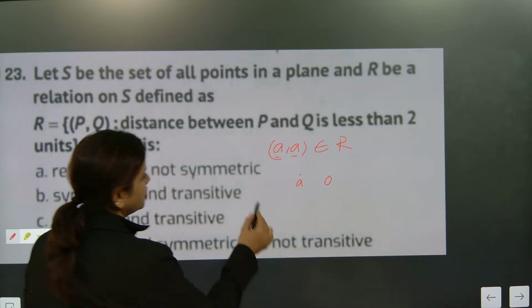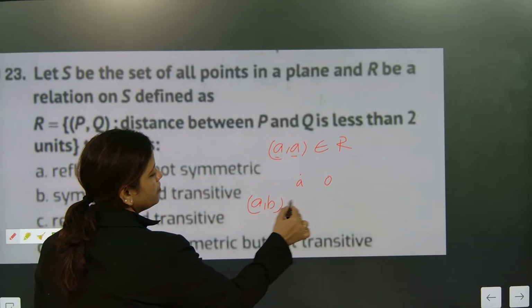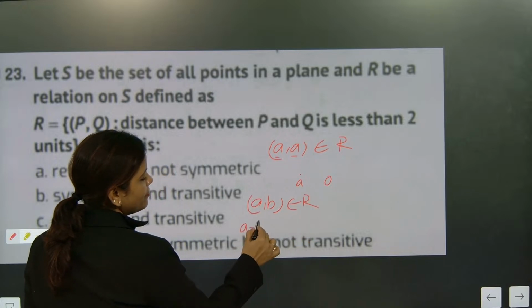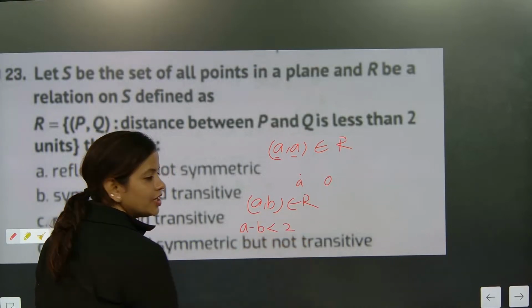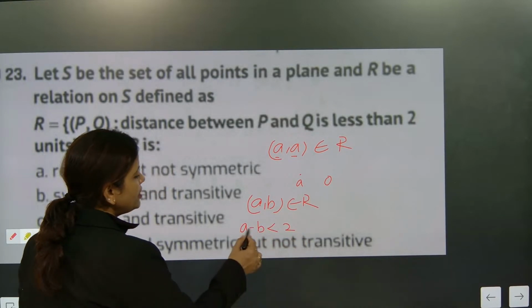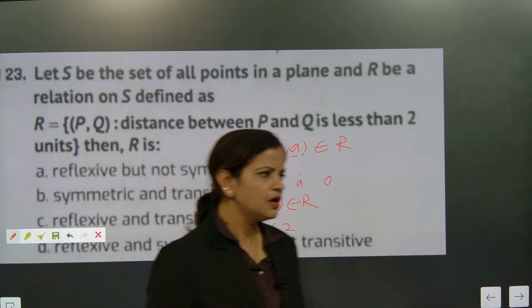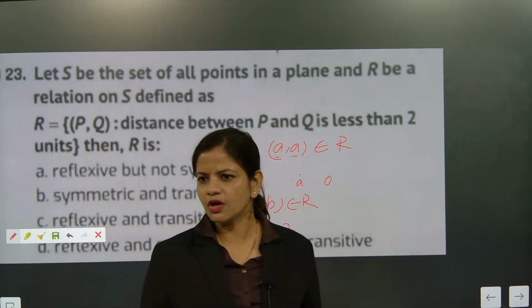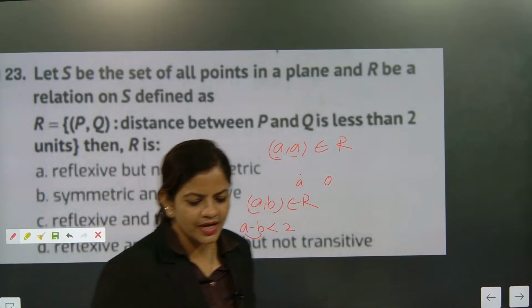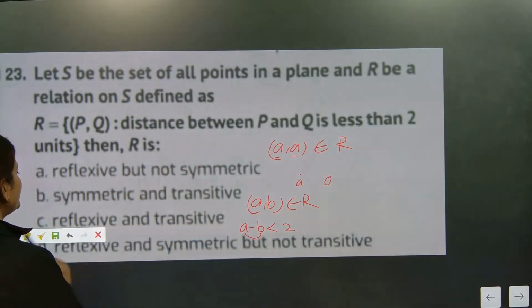Now symmetric. If A comma B belongs to R, that is A minus B is less than 2 kilometer, correct? Then B minus A will also be less than 2 kilometer. Correct or wrong? So it is going to be symmetric.